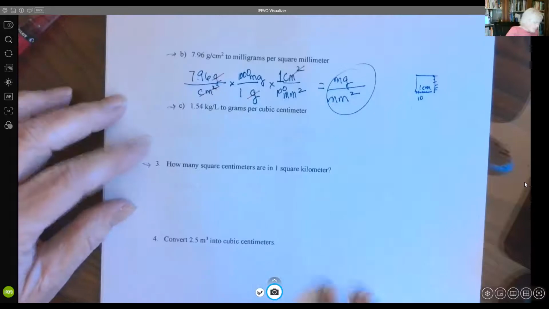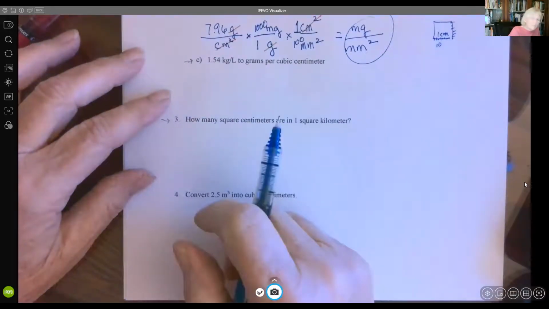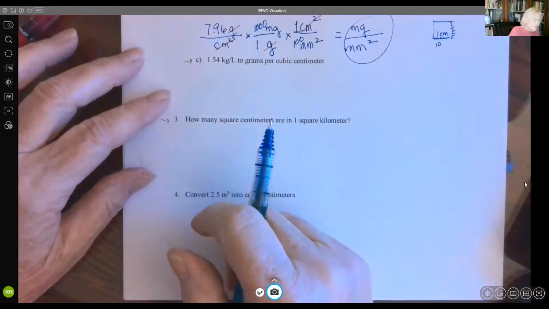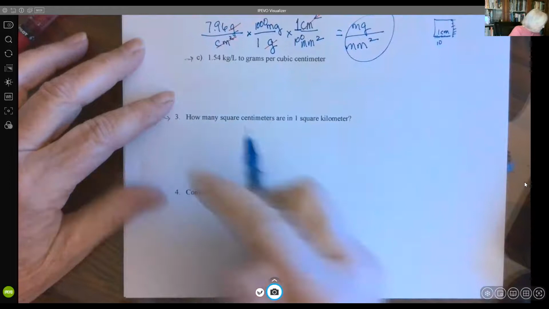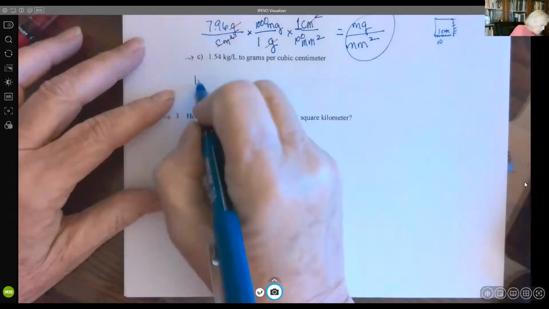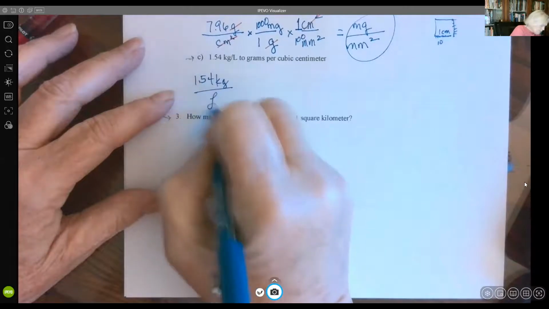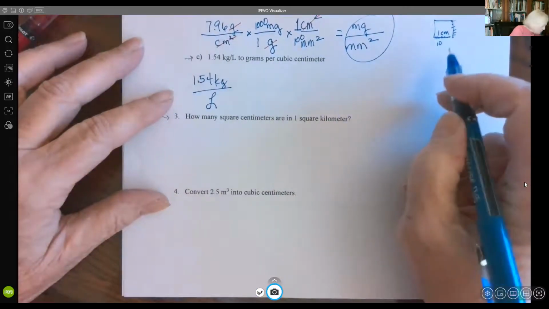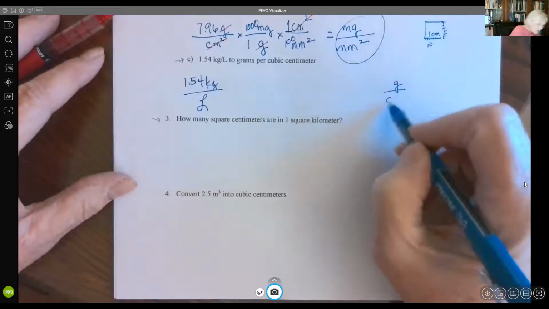I want to purposefully show you C also because there's one step that might be inadvertently skipped, and it's a necessary step. So for C, 1.54 kilograms per liter. And we want to convert that to grams per centimeter cubed.